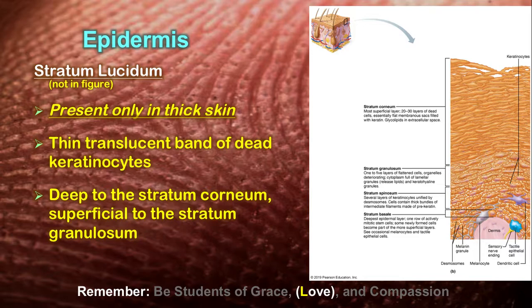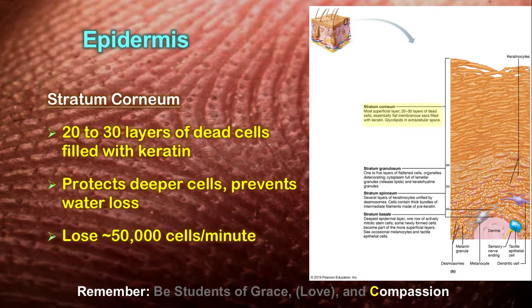And that leads us to our very last layer, the stratum corneum. This is our biggest layer. There are 20 to 30 layers of these dead cells. Okay, they are keratinized, so they're nice and strong and sturdy. There's not much in them anymore, so all the organelles have died, but the plasma membrane is nice and thick. And his job is to protect the deeper cells with the keratin. They also prevent water loss with those glycolipids. And you are losing approximately 50,000 of these cells every minute.